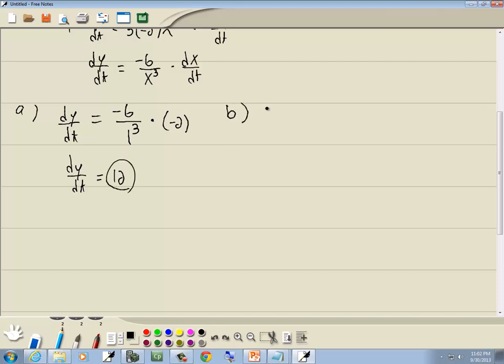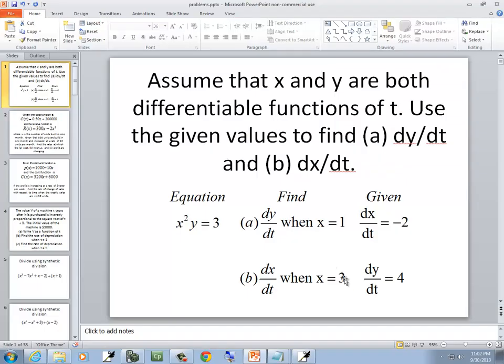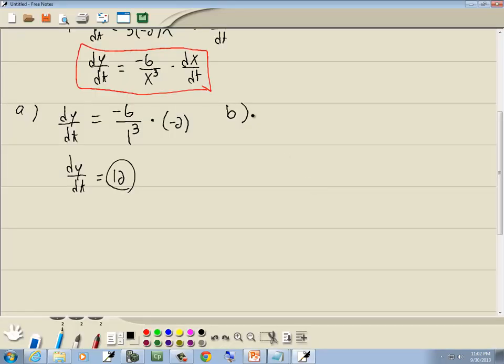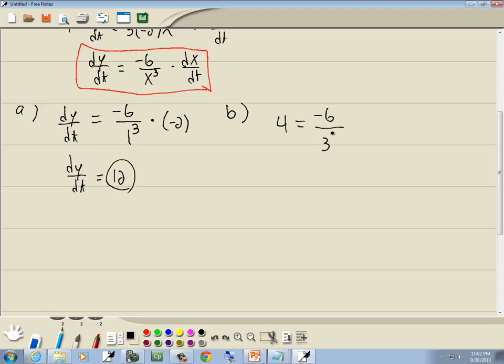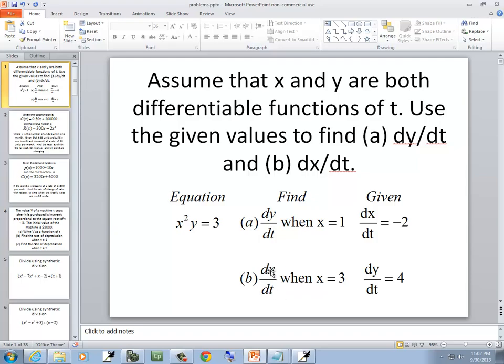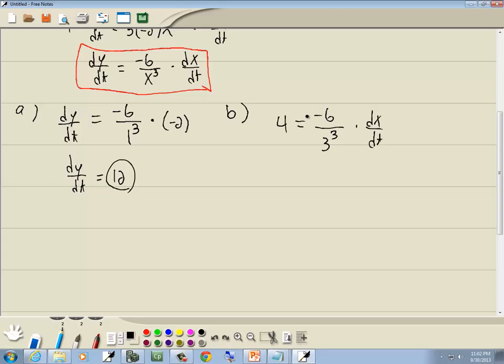Now B. We're going back to this formula right here. That's our starting place for both parts A and B. And let's see what they give us. They tell us dy/dt is equal to 4. So I'll put 4 in for dy/dt. Negative 6 over, and they tell us x is 3. So this will be 3 to the third. And then dx/dt. And dx/dt is what we're trying to find in this one.